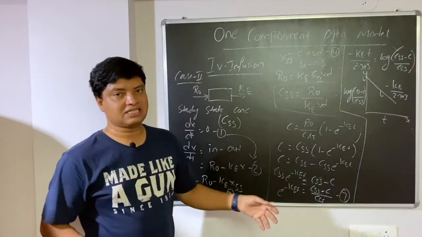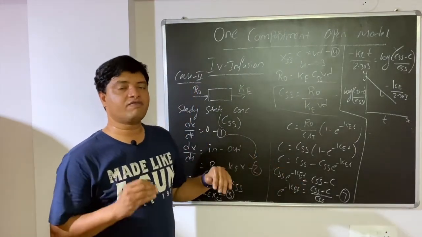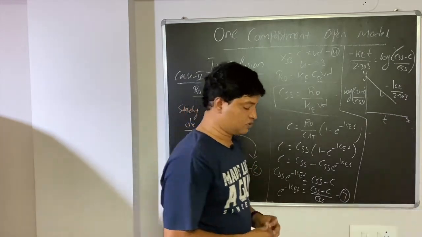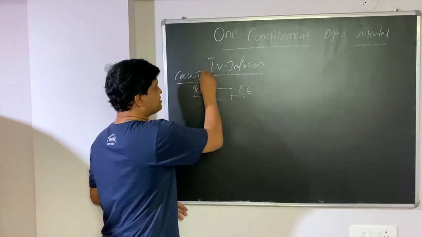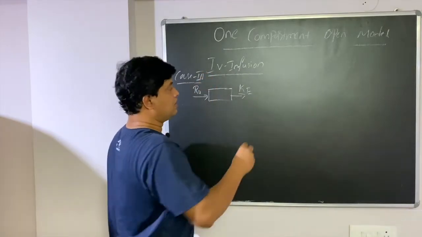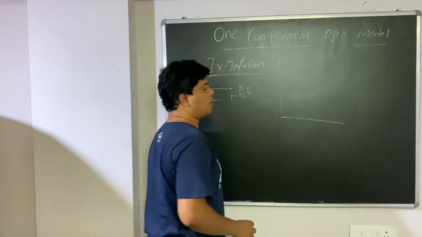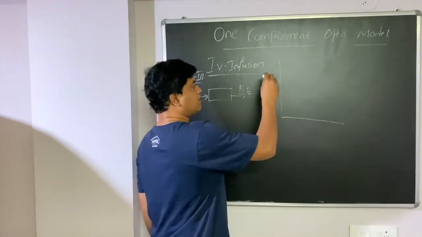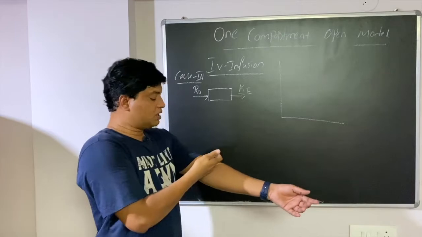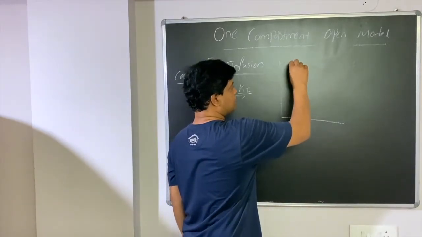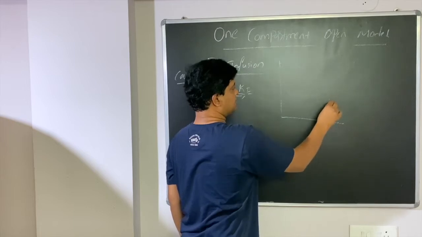We will see what case 3 is. To achieve that steady state concentration, we give one loading dose and another maintenance dose. Now we will try to see case 3. I will represent case 3 here like this. What we are trying to do is give one loading dose, that is an IV bolus, at once. So IV bolus is given here, and it will start falling like this.